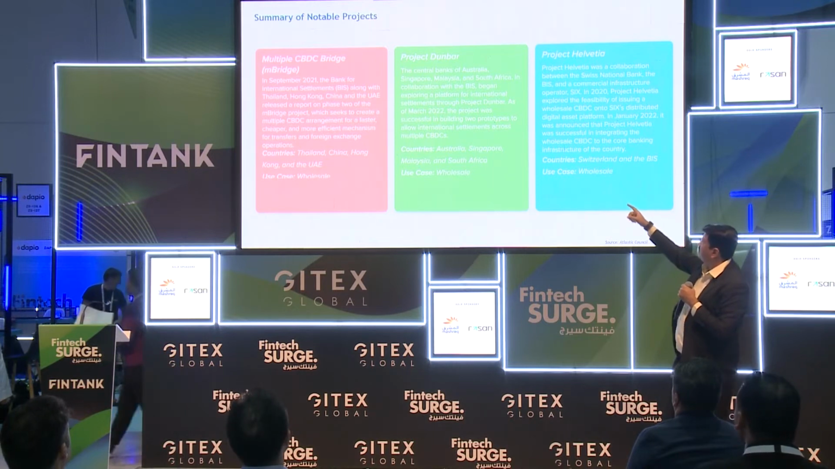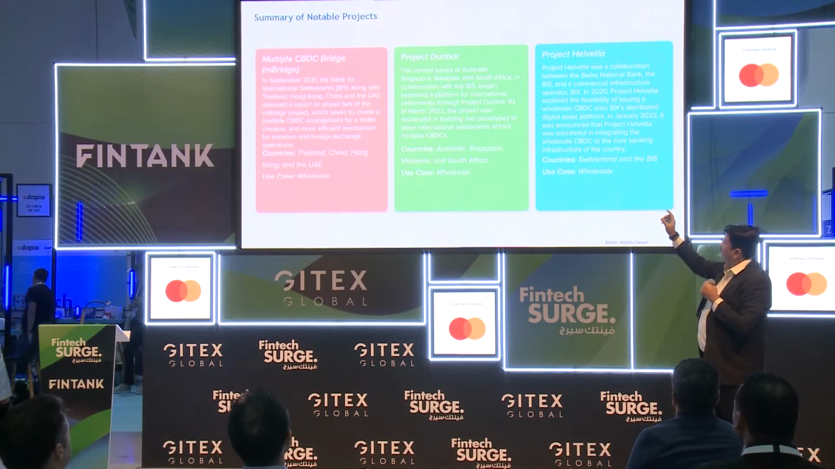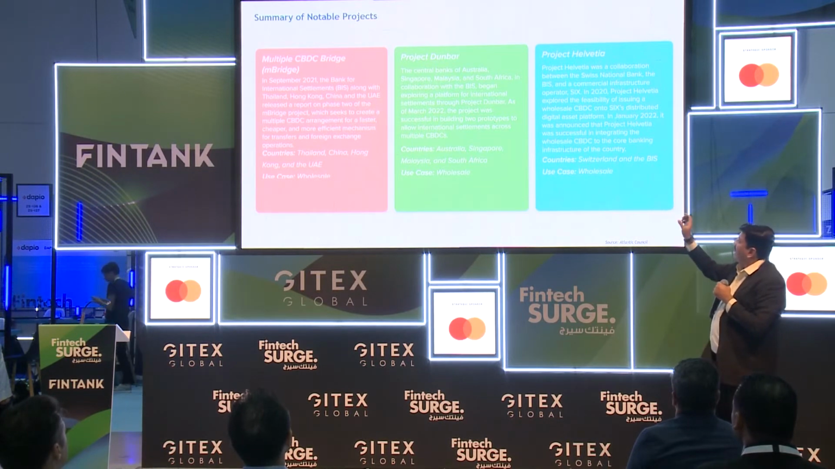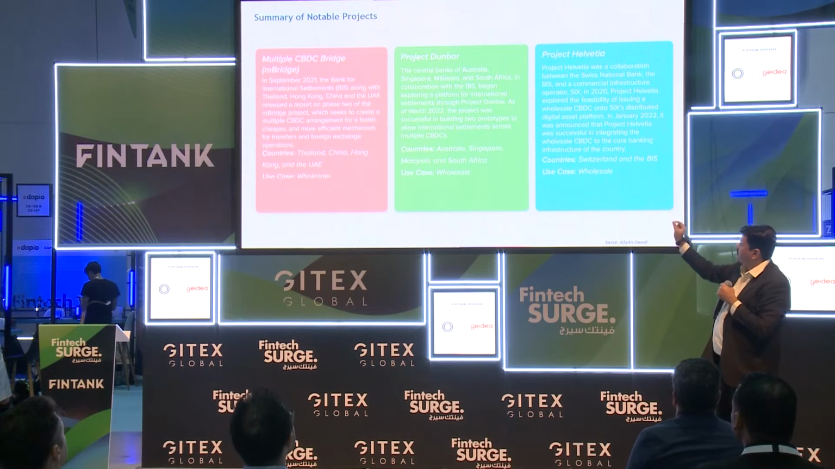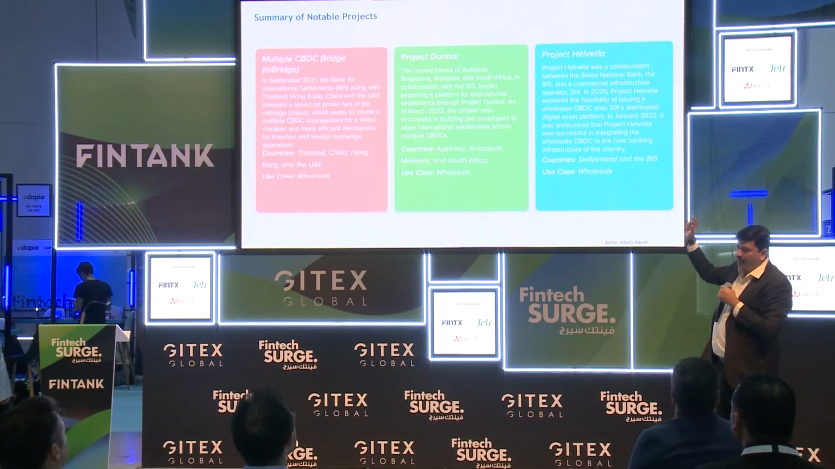Second is Project Dunbar. This is where Australia, Singapore, Malaysia and South Africa again collaborated with BIS, and this is the platform which was used specifically in the current year itself for international settlement across multiple CBDCs.